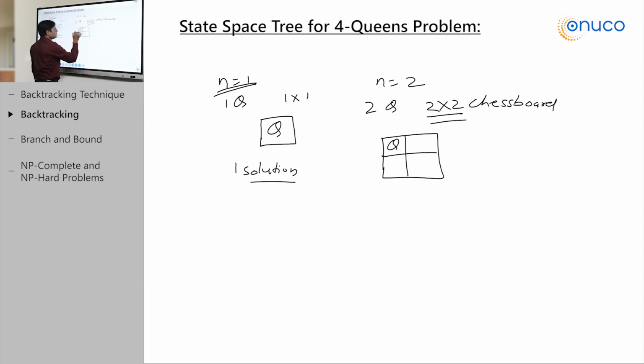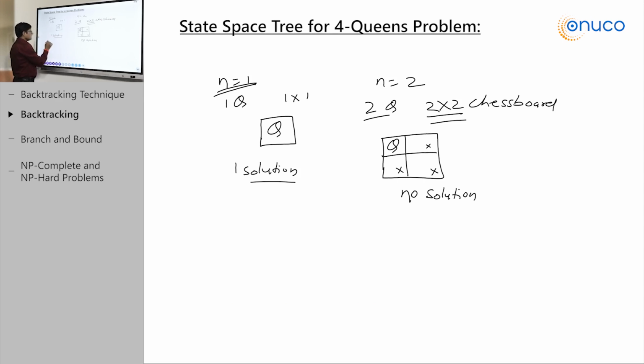If you are going to place the first queen over here, can you place another here? No. Can you place it here? No, it is the same column. Can you place it here? No, it is the same diagonal. So on a 2x2 chessboard, how many queens are you able to place? Only 1. So are you able to place 2 queens? No, we have placed only 1 queen, hence no solutions. So remember that on a 2x2 chessboard we are getting no solutions, whereas on a 1x1 chessboard we are getting 1 solution.